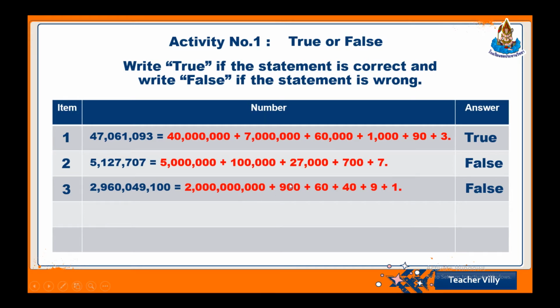Why is it false or incorrect? Because we have 900. This is not 900. It should be 900 million. This is 60. It's not 60. It should be 60 million. And we have 40. This is not 40. It should be 40,000. And this is not 9. It should be 9,000. And this is not 1. It should be 100.